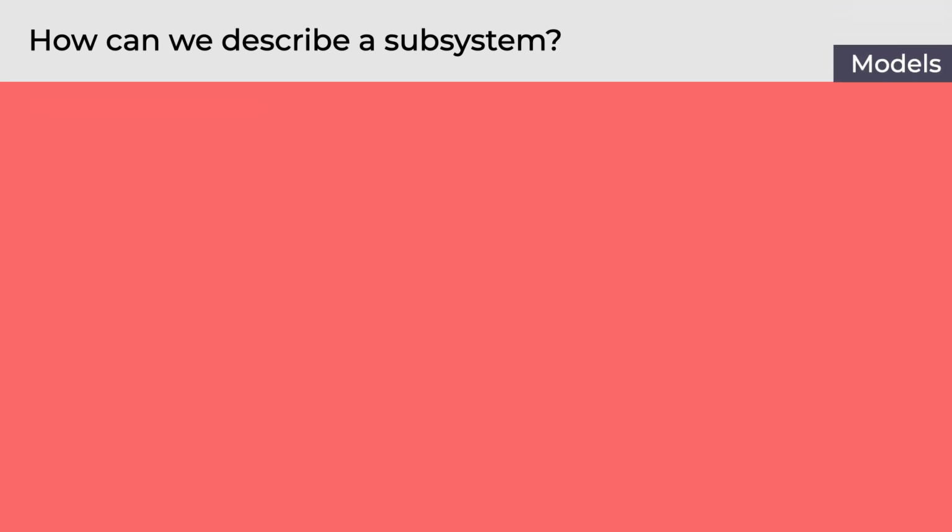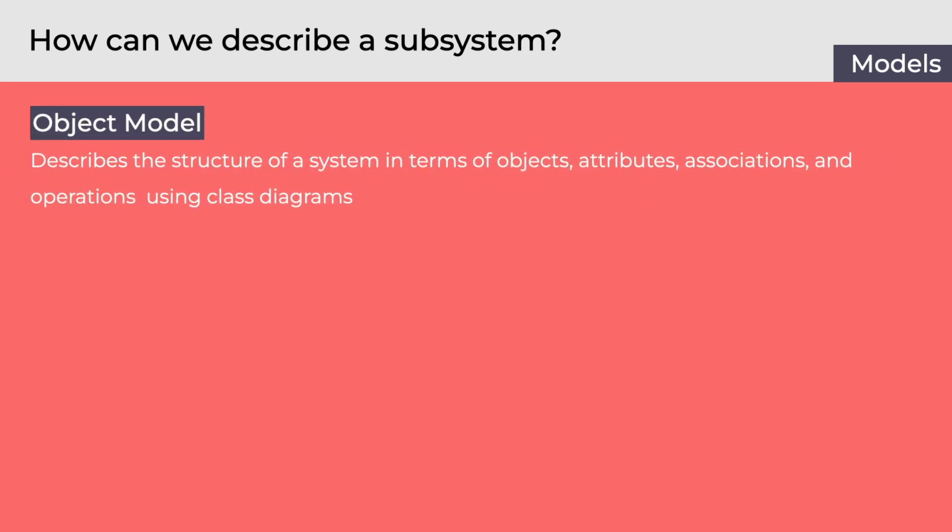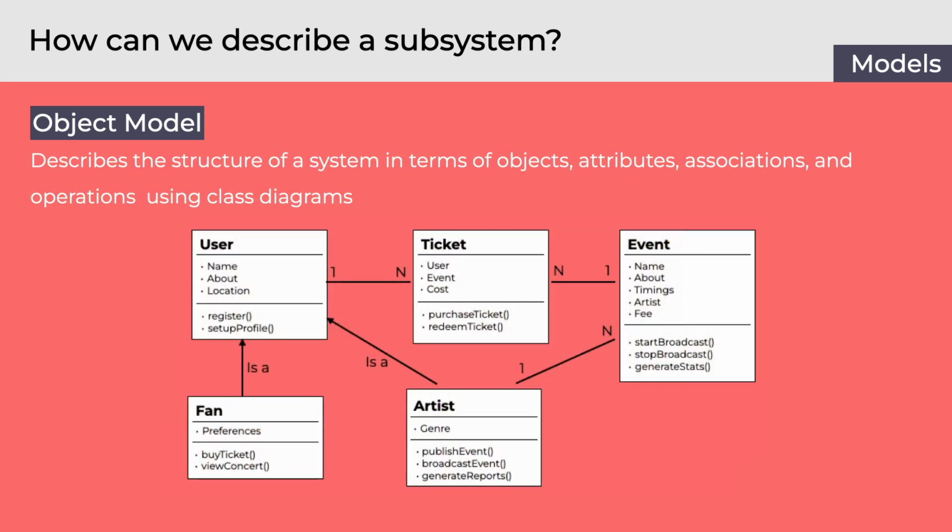Then we moved on to learn the object model. The object model describes the structure of the system in terms of the objects, their attributes, the associations, and the operations that can be performed on the object itself. And then we used the class diagram to represent the object model for our subsystem. As an example, we built the class diagram for a sample concert app where we identified the various classes like the user, the ticket, the event, and defined the properties and functions for each of these classes. Finally, we represented the association between these classes.